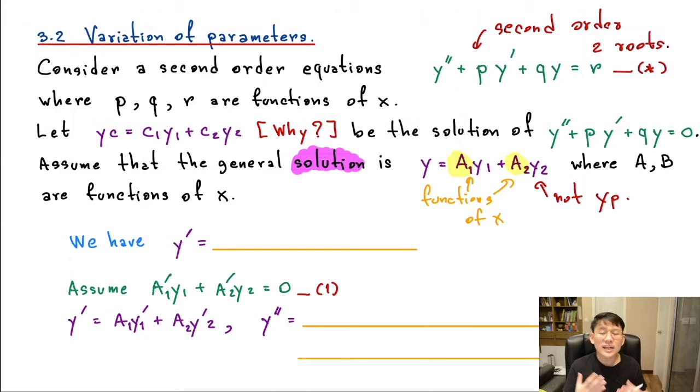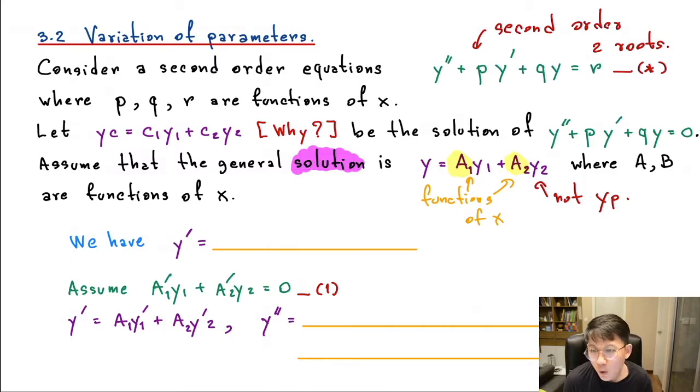So let's assume, we don't know whether or not they are right, but let's assume that the general solution can be written as a1 y1 plus a2 y2. They're not yp. We have no yp in this section. yp would be for the previous section, which is the undetermined coefficients.